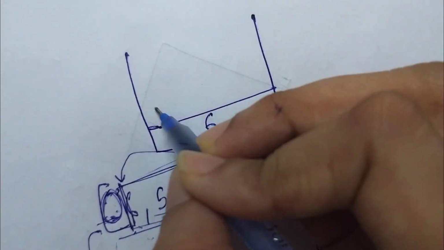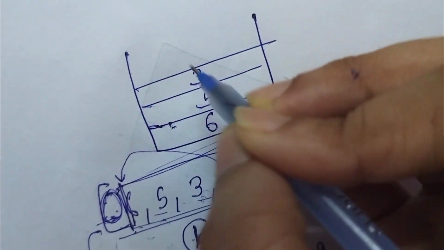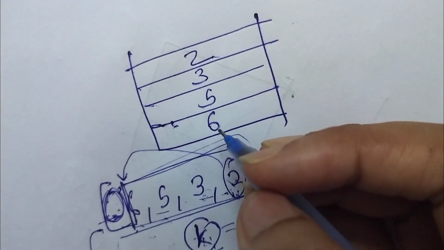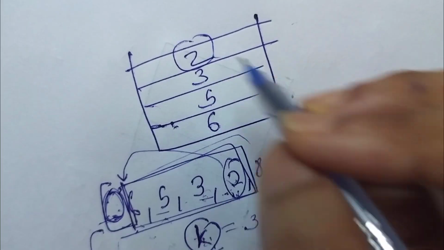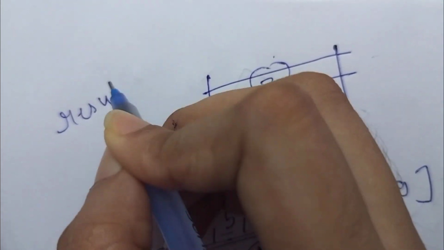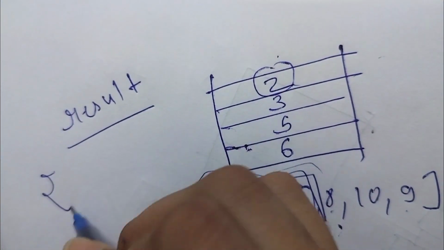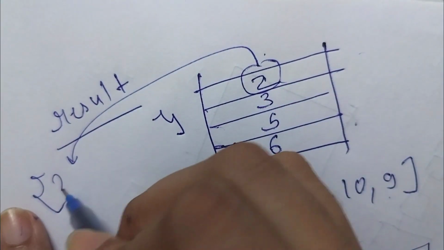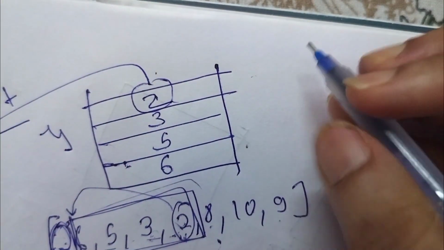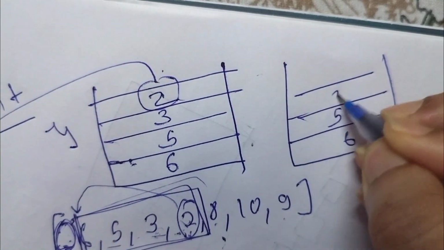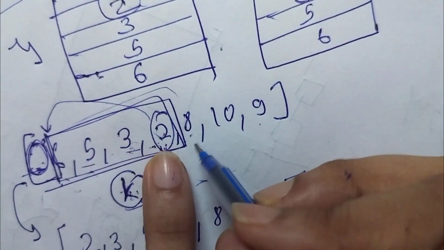Now we push them one by one: first 6, then 5, then 3 and then 2. As we have pushed k plus 1 elements, we pop the topmost element, which is 2. Suppose our resultant vector is named result, so we push the topmost element into this array. So 2 is placed here. Now we are left with 6, 5, 3.